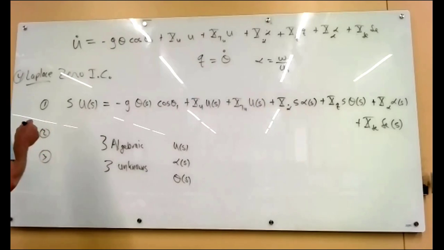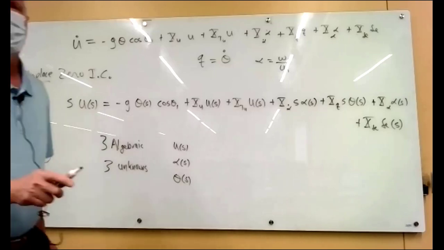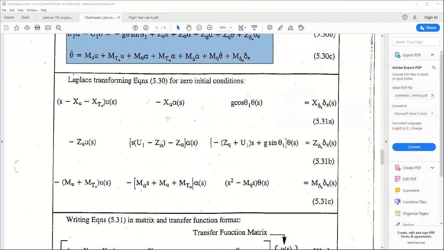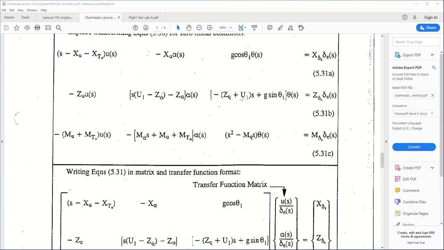So we stick these 3 equations into a matrix because that's a handy math tool for solving multiple equations and multiple unknowns. And you're going to be doing that with your 2 equations and this equation. And the answers for that are on your handout as well. So after you Laplace, you get this. And then you put it into a matrix where the unknowns are U, alpha, and theta.